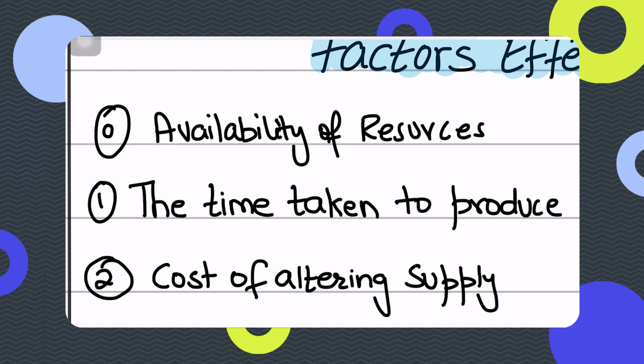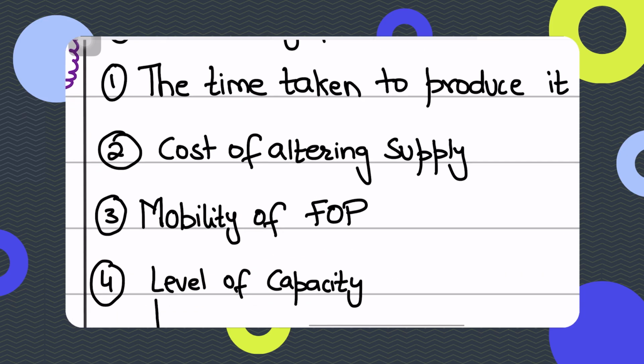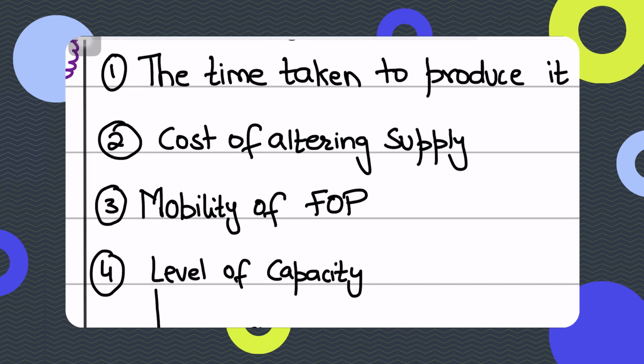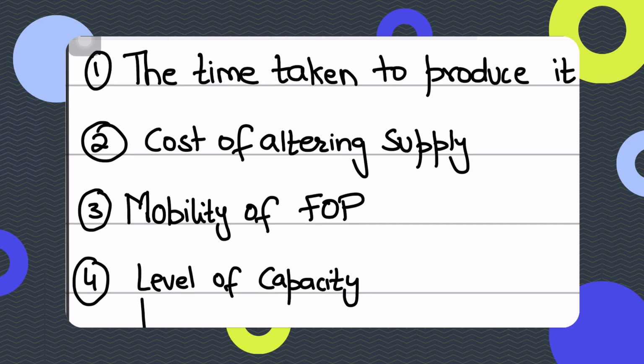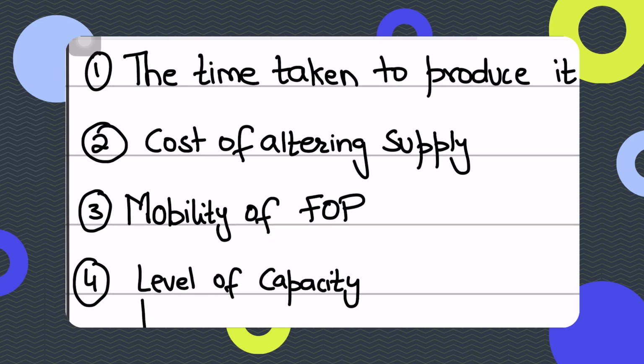So time taken to produce is another factor that we need to look into, and that is what makes supply elastic or inelastic. The less time that is taken to produce, whether it's a manufactured product, something that you're breeding, or the services that you're offering, the more elastic supply is. The more time taken to produce something, the more inelastic the supply would be.